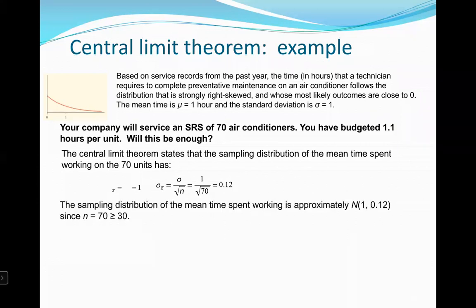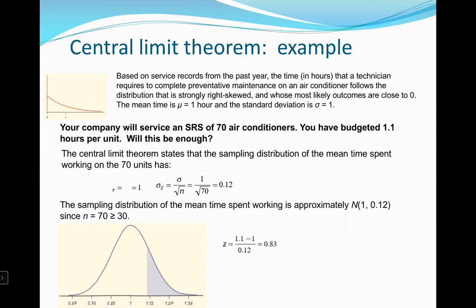The sampling distribution of the mean time spent working is approximately normal with a mean of 1 and a standard deviation of 0.12. Since n equals 70, which is greater than 30, our standard for large, here we would say n is large because it's greater than 30. Which means we have a normal distribution that we can use, because we are approximately normal with a large enough sample size, right?